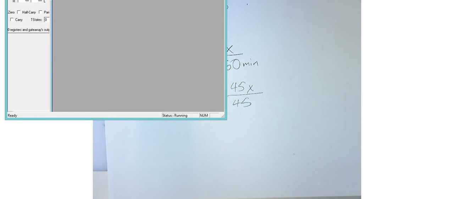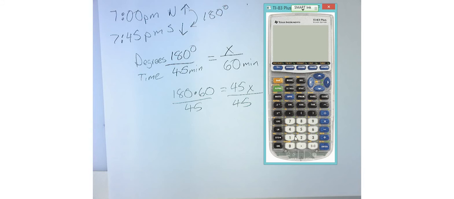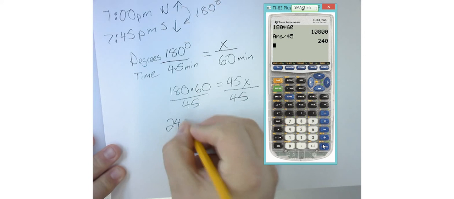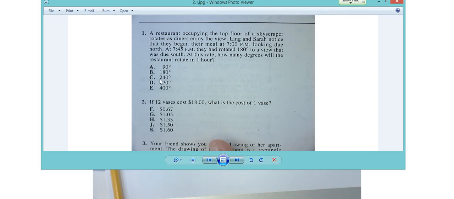Now if I plug that in my calculator, and we need to be careful, if I plug that in my calculator, I will get 180 times 60 gives me 10,800. Then to divide it by 45, I think it's 240 degrees. Okay, and we'll just double check and make sure that's one of our solutions. Yep, here it is, C, 240.